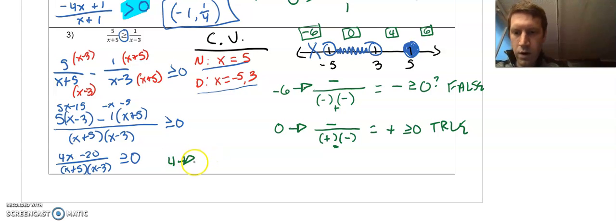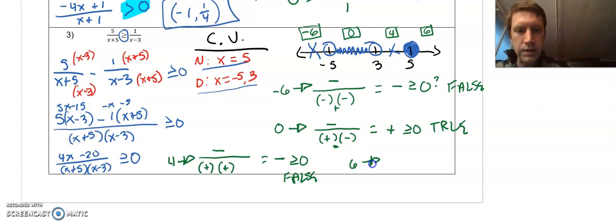Let's see, running out of space. Plugging in 4. 4 times 4 is 16 minus 20. That's a negative on the top. 4 plus 5 is a positive. 4 minus 3 is positive. Negative over positive is negative. Is that greater than or equal to 0? Nope.